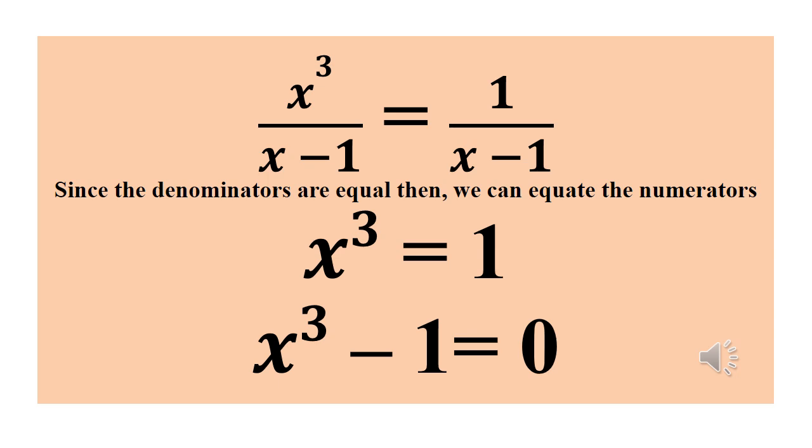Then if we take the plus 1 to the left side of the equal sign, or we minus 1 from both sides, what we are going to have is x raised to power 3 minus 1 equals 0, because 1 minus 1 will be 0. We minus 1 from x raised to power 3, and we also minus 1 from 1. So minus 1 from x raised to power 3 will give us x raised to power 3 minus 1, then 1 minus 1 will give us 0. So we have x raised to power 3 minus 1 equals 0.